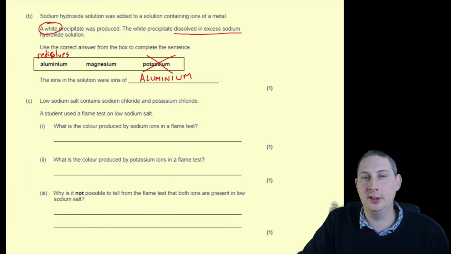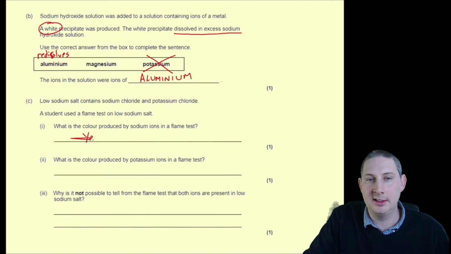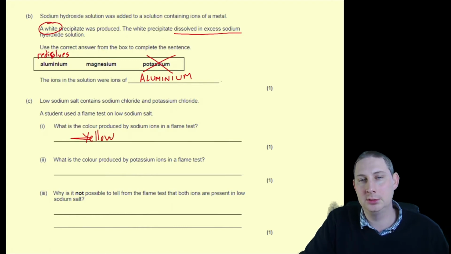Low sodium salt contains sodium chloride and potassium chloride. A student used a flame test on low sodium salt. What is the colour produced by sodium ions in a flame test? Yellow. What is the colour produced by potassium ions in a flame test? Lilac. Why is it not possible to tell from the flame test that both ions are present in low sodium salt? If you've been paying attention, this should be no problem.